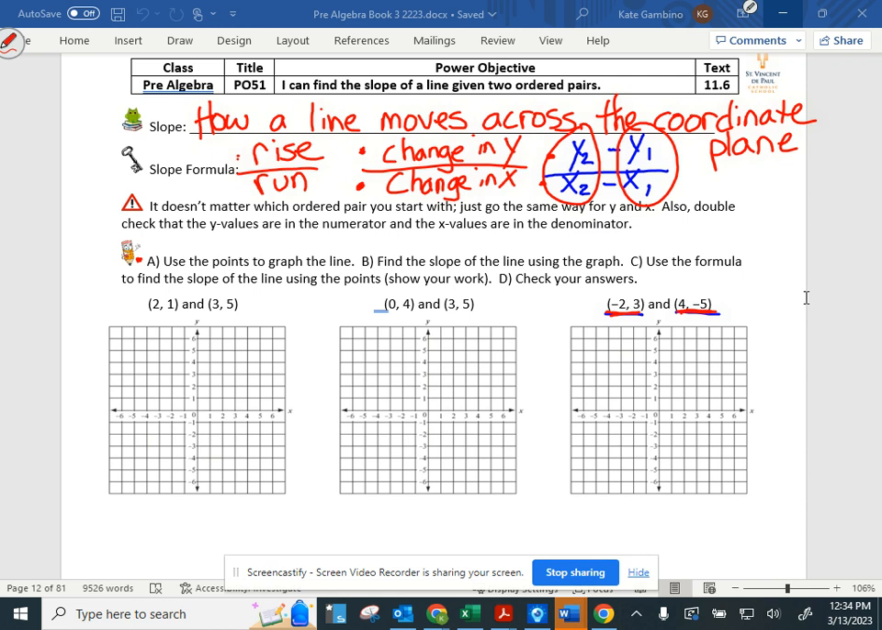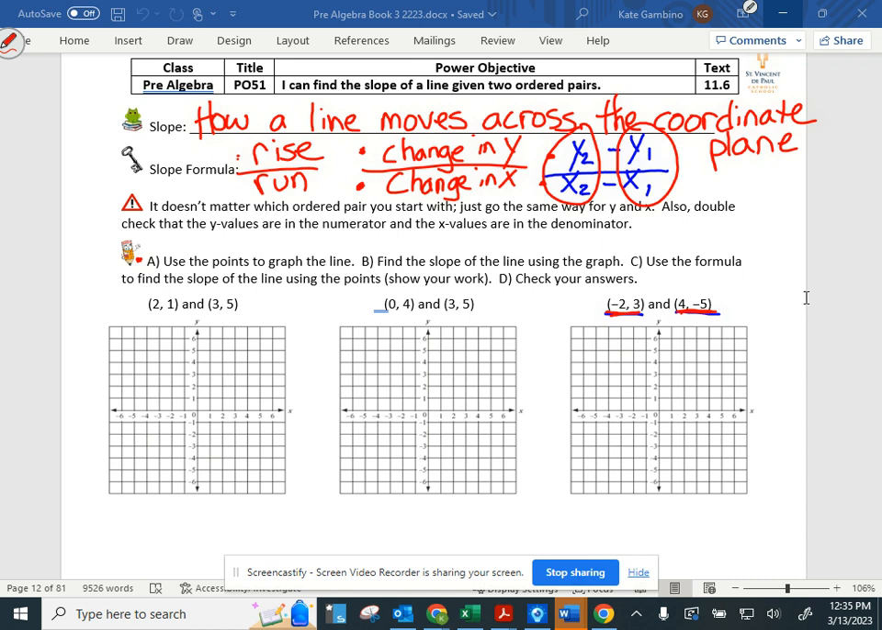So we're going to use the points to graph the line. So our first step is graphing our line. Our second step is finding the slope of the line using the graph. So that's what we did in our last objective. That part's not new. Then we're going to do C. We're going to use the formula to find the slope of the line using the points, and we need to show our work. What are we subtracting on top? What are we subtracting on the bottom? And we should get, we're checking our answer means we get the same slope.